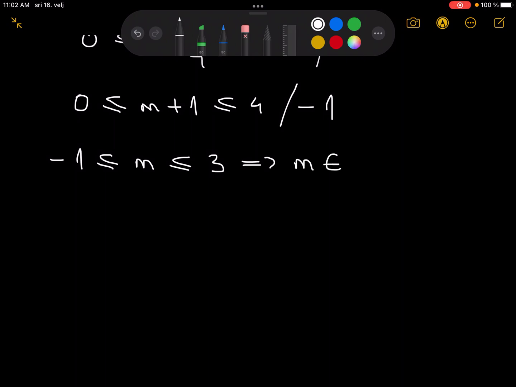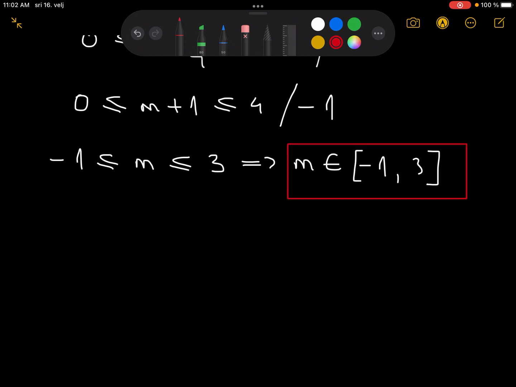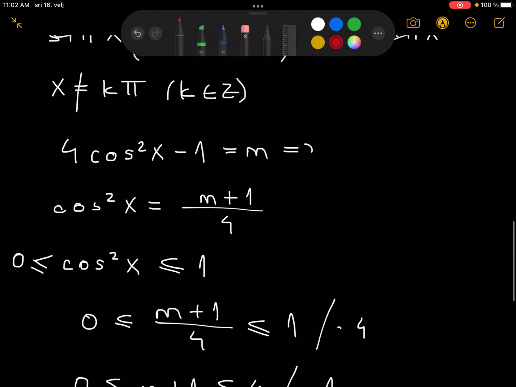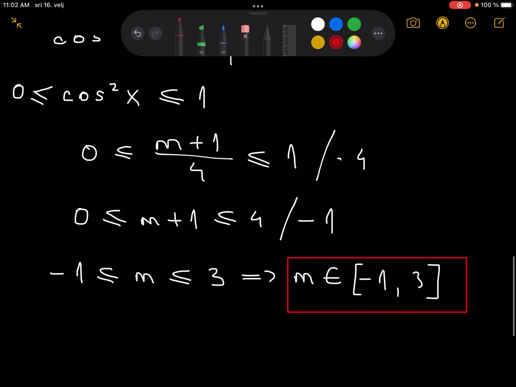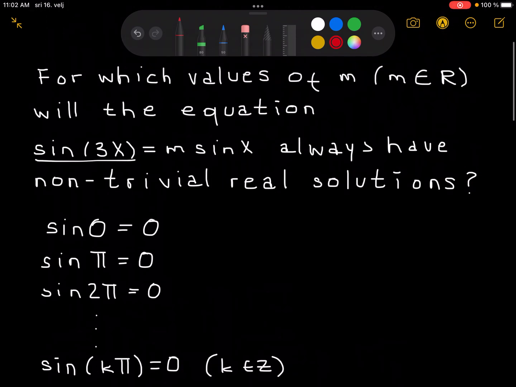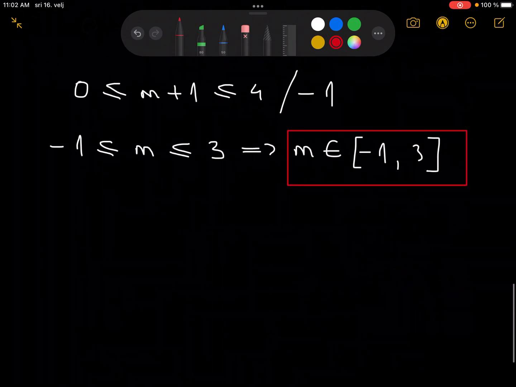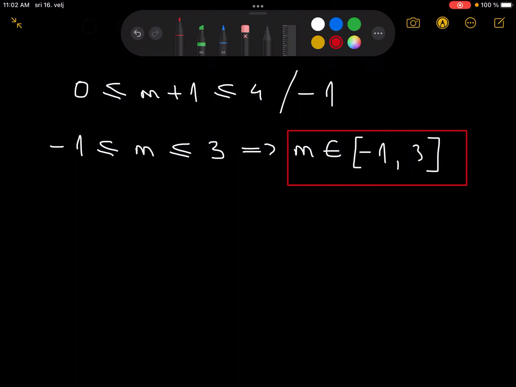So m must be from the interval of minus 1, including minus 1, to 3, including 3. So this is our final answer to this problem. I hope that you understood it. So if m is from the interval minus 1 to 3, including both extreme values, this original equation is always going to have some non-trivial real solutions. And of course, it will always have the trivial solutions regardless of the value of m.